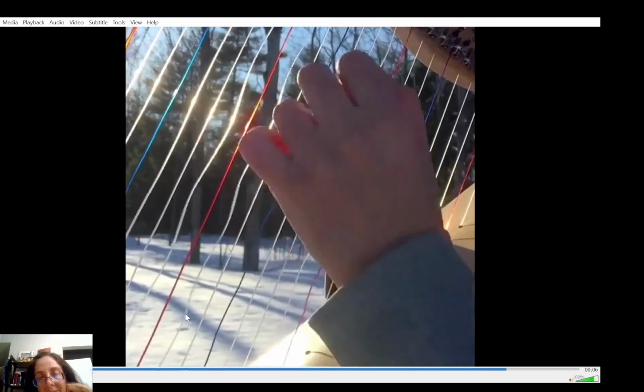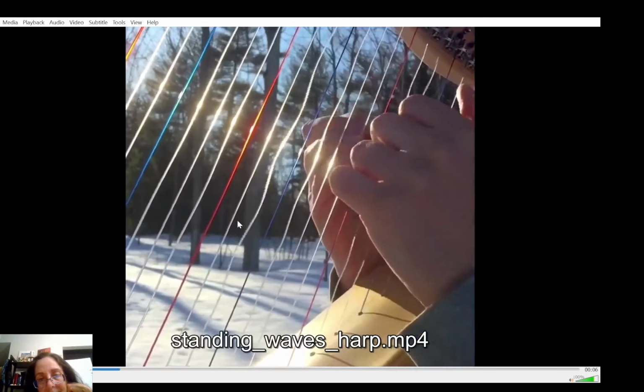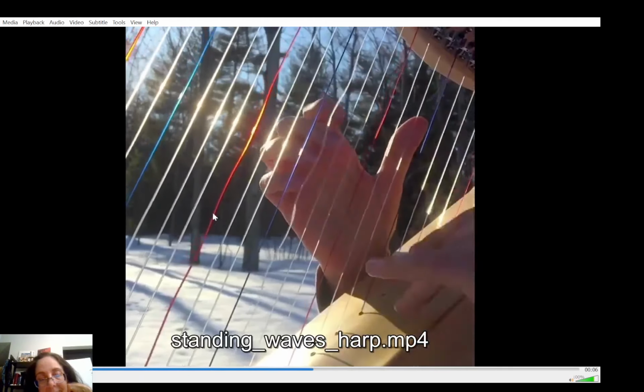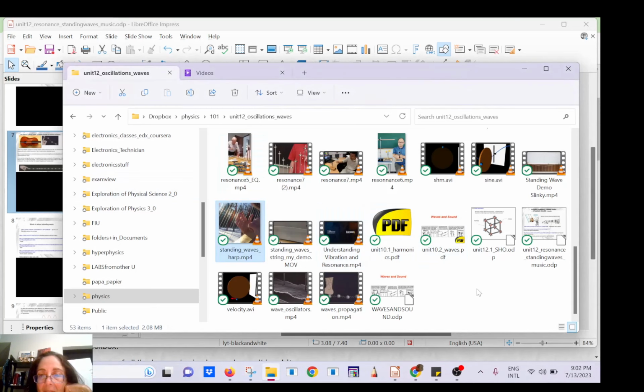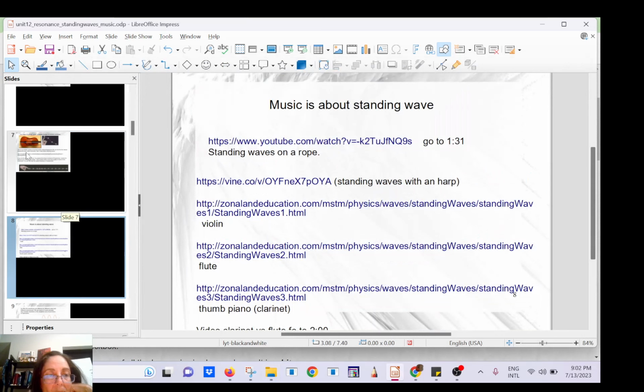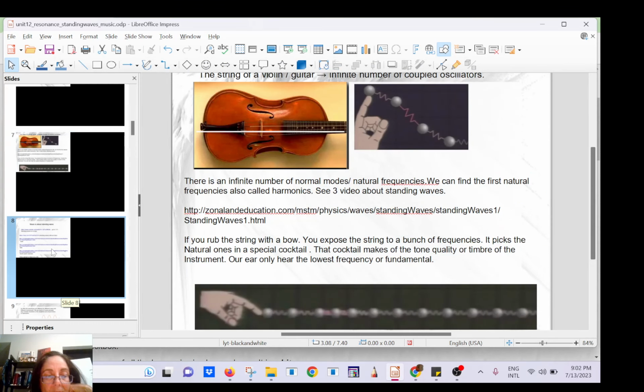The normal modes, the natural frequency. So very cool. Okay, I think that's all I have for you for simulation. So let's go back to music.